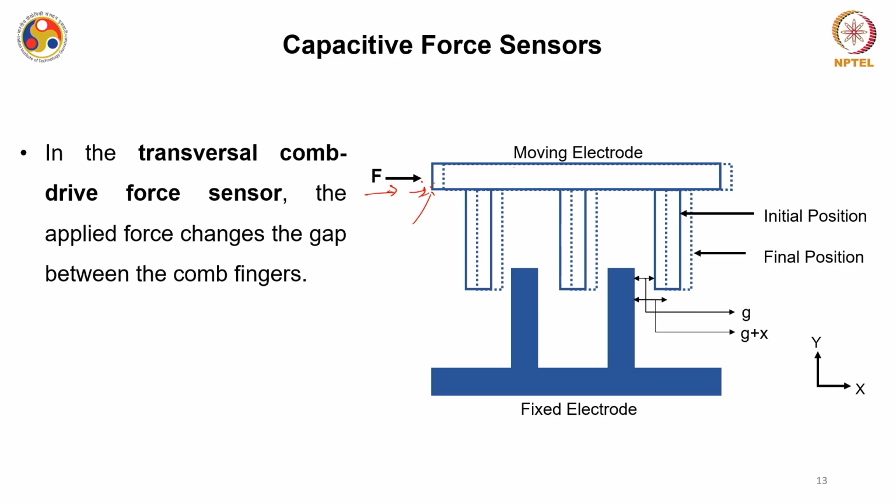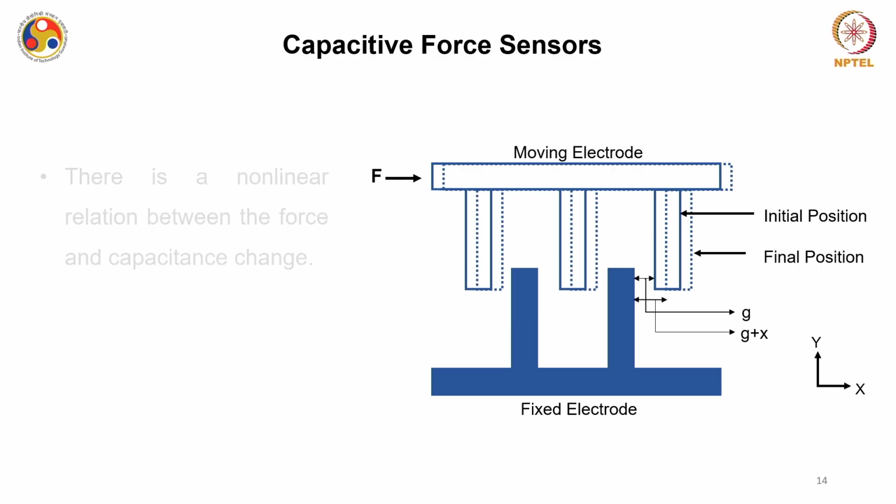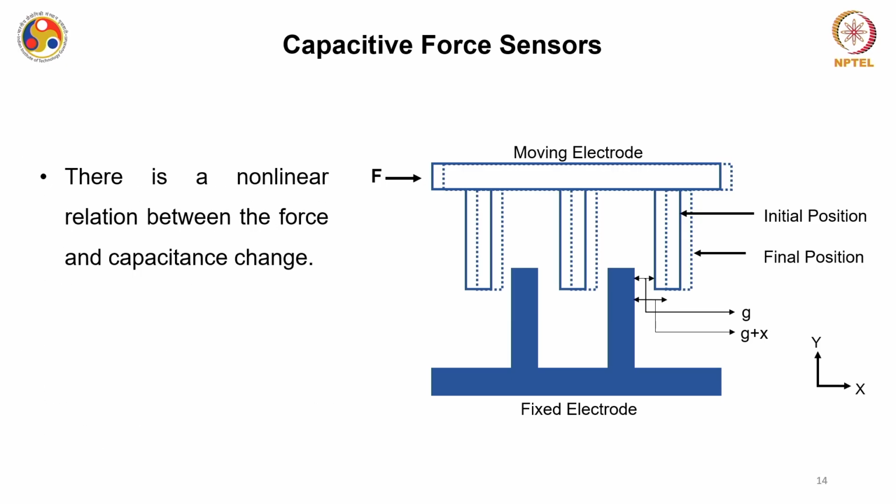Okay, so if this position changes to this dotted position, what you are doing is changing the gap between the comb fingers. Now the force sensitivity is improved using this kind of configuration. You can calculate the capacitance change by the equations that we have just seen, but the force sensitivity of this kind of structure is improved, as compared to the other configurations.